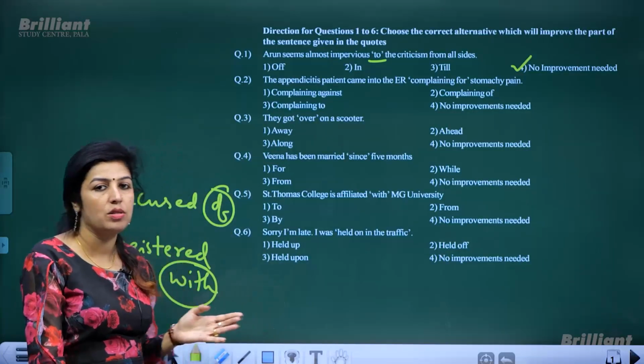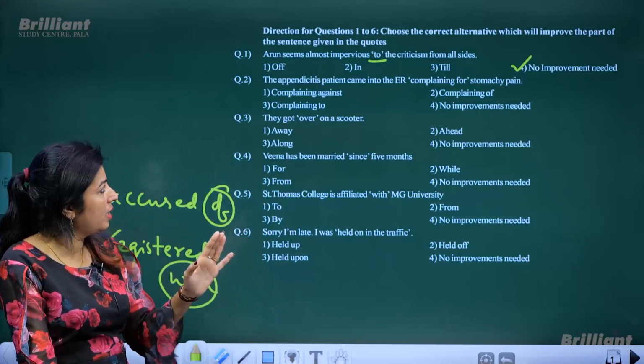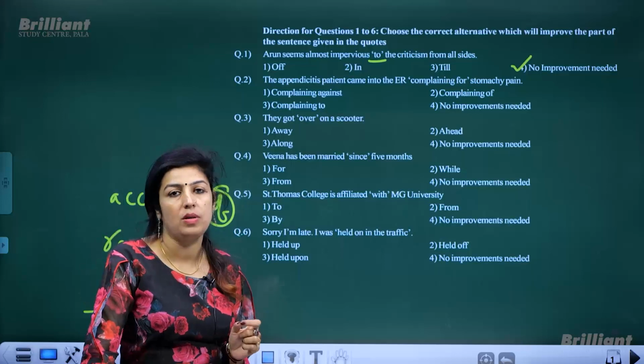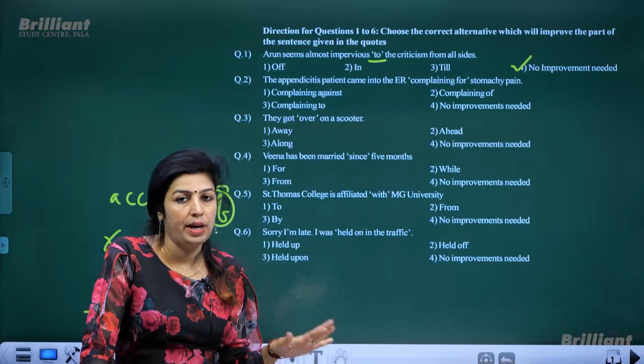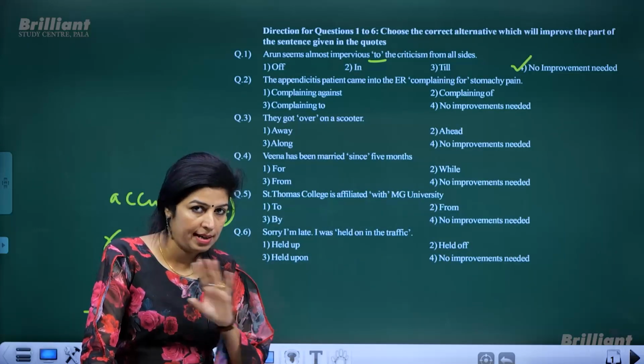So in that sense also no improvement is required. The sentence is the correct one: Arun seems almost impervious to the criticism from all sides. So there is no need for any substitution. It is to be taken as it is. The 'to' is to be taken as such, no change.